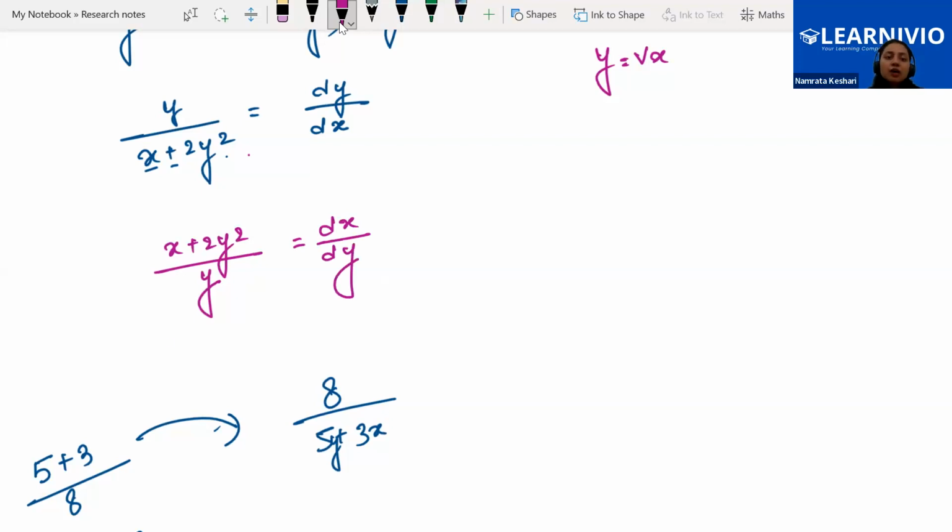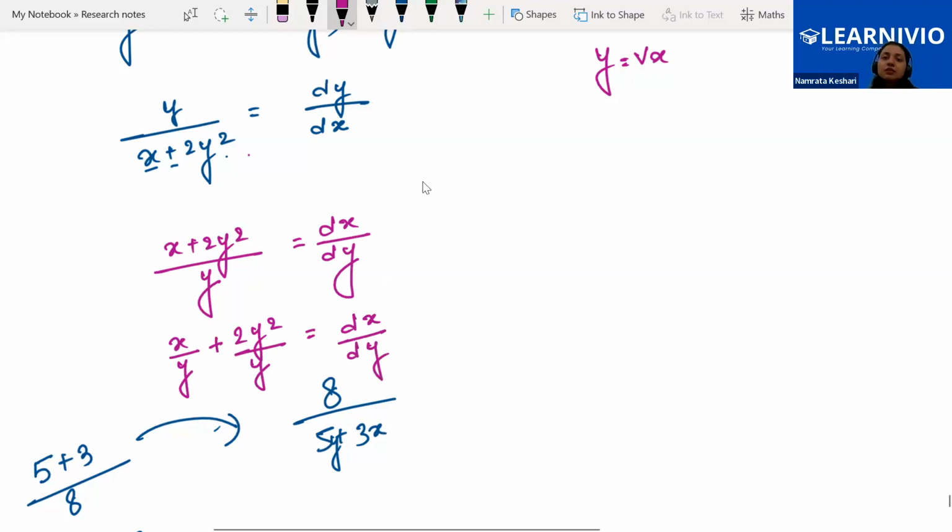Okay, so now we are getting x by y. Still, we are checking the possibilities. We are getting x by y and we are getting 2y square by y. Okay, now we are able to split. Now we will check that, okay, dy by dx we are not able to make.